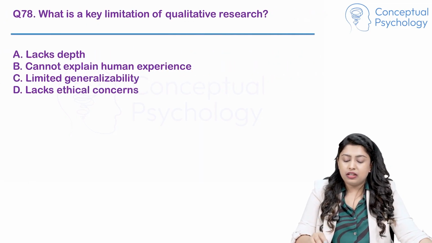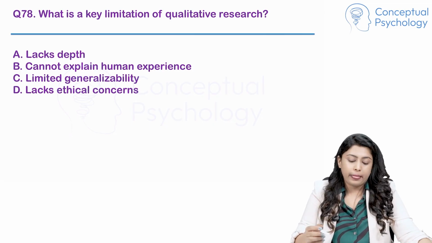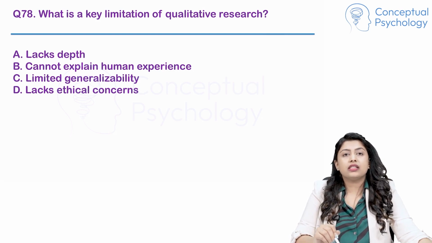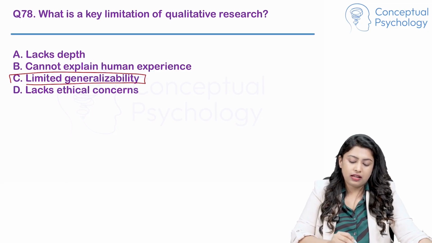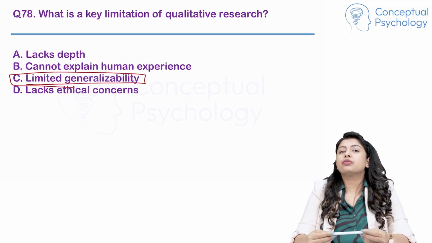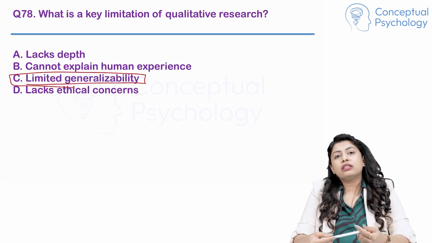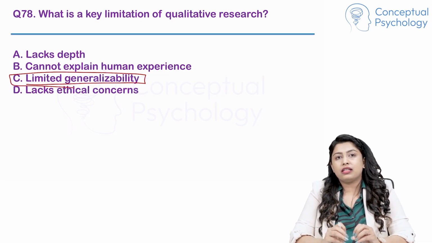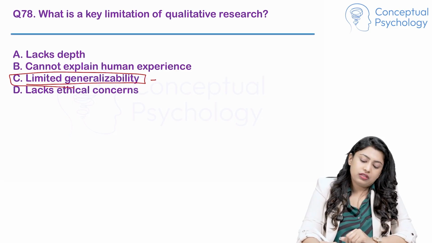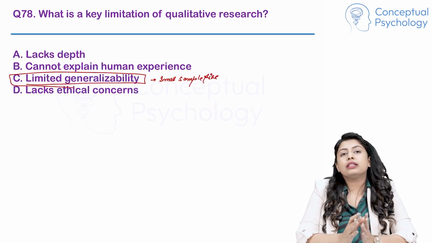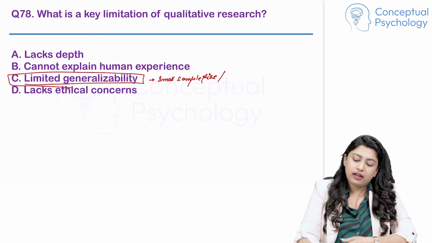What is a key limitation of qualitative research? Lacks depth, cannot explain human experience, limited generalizability, and lacks ethical concerns. So it is limited generalizability. Why? Because due to small sample sizes and context specific findings, the qualitative research typically has limited generalizability to broader populations, right? So here small sample size is there, and also it has context specific findings.